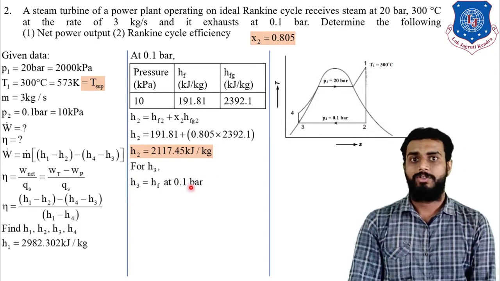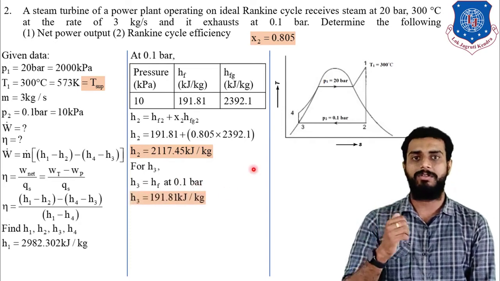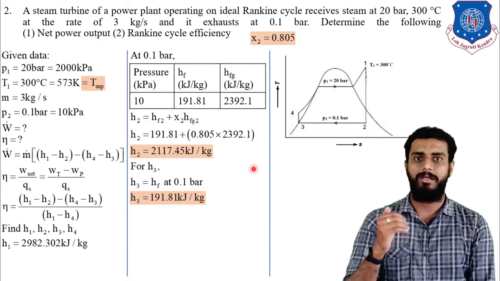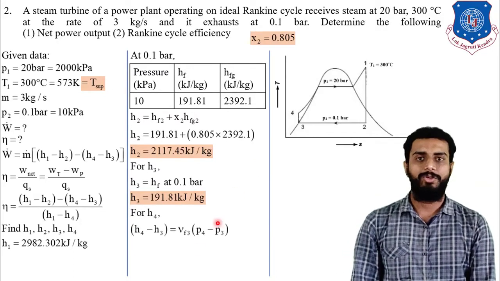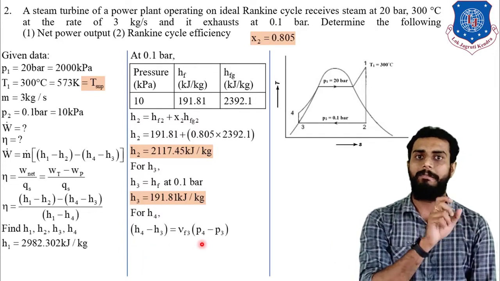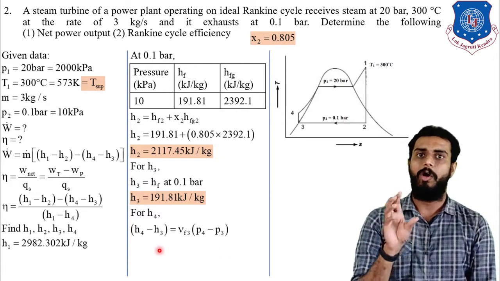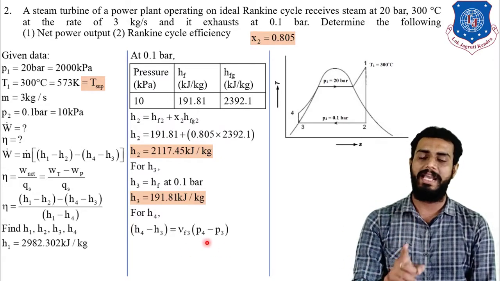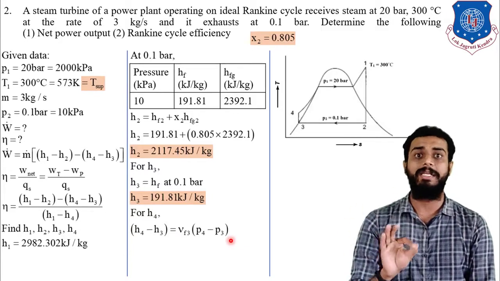Now h4. For h4, we will use the equation of pump work, because 3 to 4 is the process in the pump. So for pump work, you know that h4 minus h3 is equal to v_f3 times (P4 minus P3). How is this equation derived, sir? Recall the lecture on the Rankine cycle. In that I have explained how this equation can be derived.